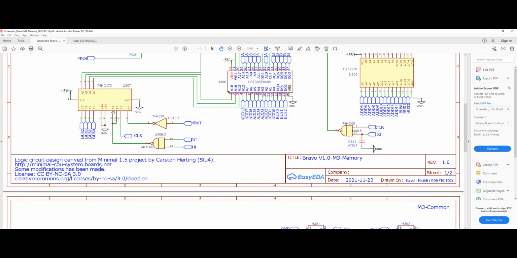So now let's talk about the control signal. As I said, the control signal should be an active low signal coming to pins 9 and 10.